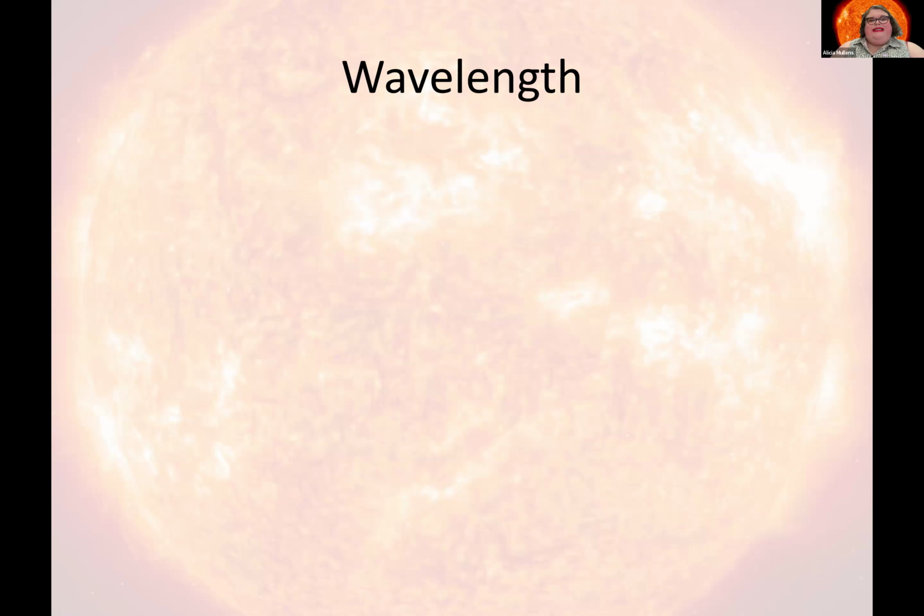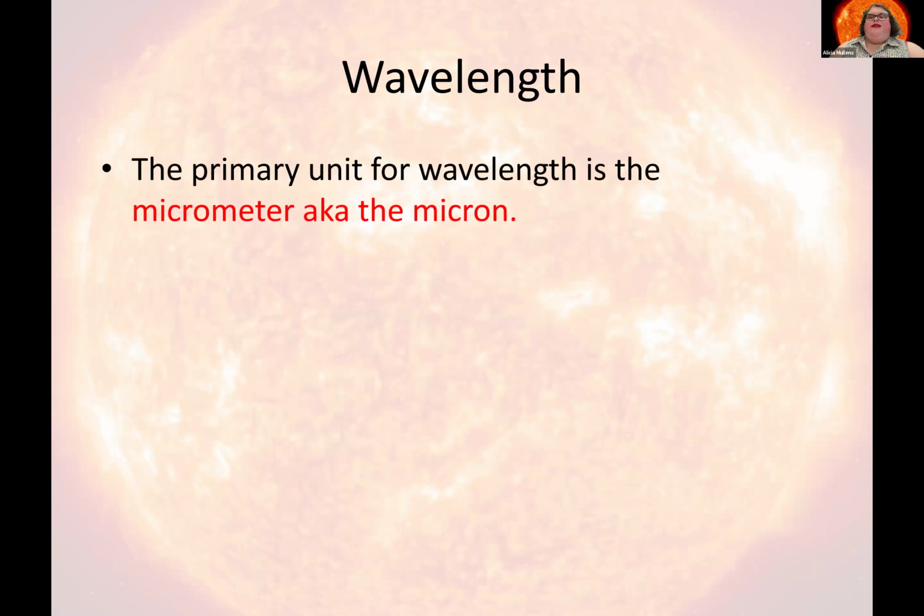The bad news is that for most radiation, those units are simply too big. We need a smaller unit. Enter what is called the micron, also known as the micrometer. A micrometer is 1/1,000,000th of a meter. So if we take a meter and we chop it up into 1,000,000 individual pieces, each one of those individual pieces, assuming that they all have the same length to them, would be a micrometer.